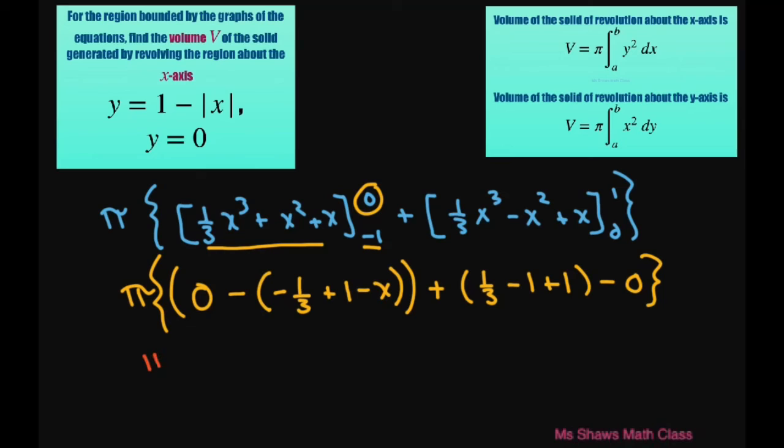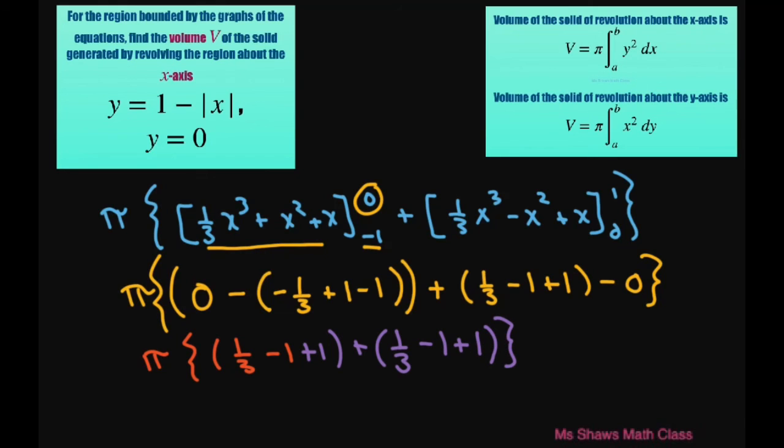This is going to give us pi, and then we're going to have 1/3 minus 1. This should have been minus 1 here. So that's going to be plus 1, right? Okay, plus 1. And then we're going to have plus 1/3 minus 1 plus 1. All right, this is just 0. Those two are 0. And so 1/3 plus 1/3 is 2/3. So you have 2/3 times your pi.